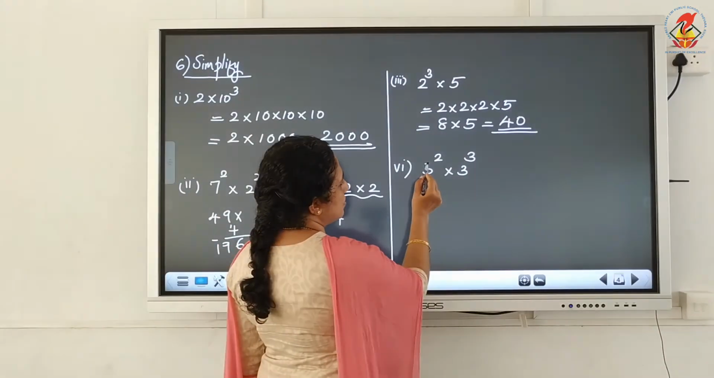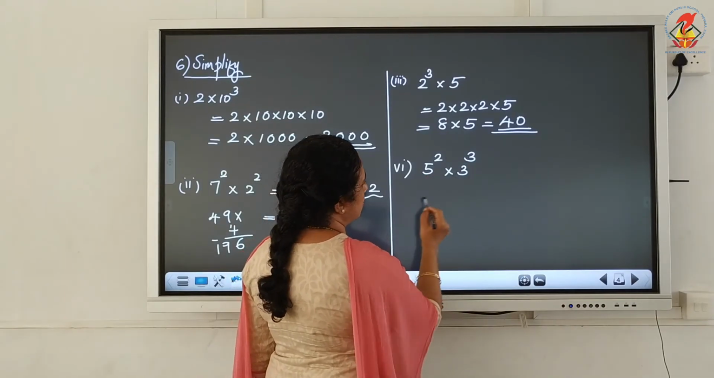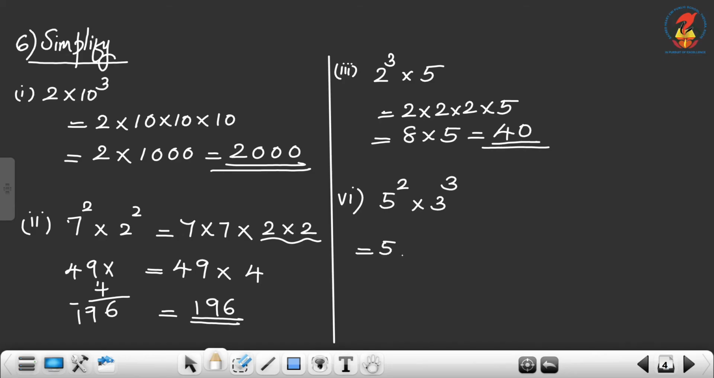Then 5 squared into 3 cubed. So 5 squared means 5 into 5, 3 cubed means 3 is multiplied by itself 3 times, 3 into 3 into 3. First you find the product of 5 into 5. 5 into 5 is 25, into 3 3s are 9, 9 3s are 27. So 25 into 27, or 27 into 25.